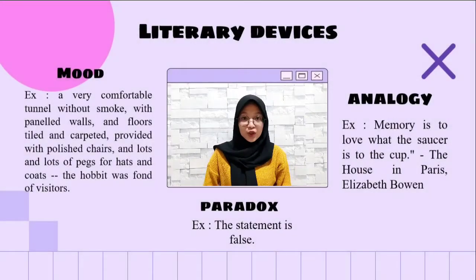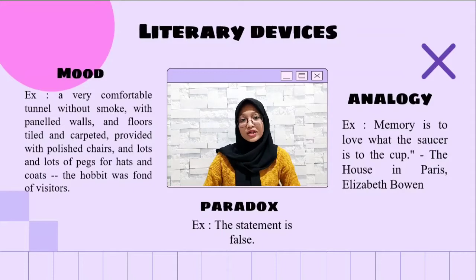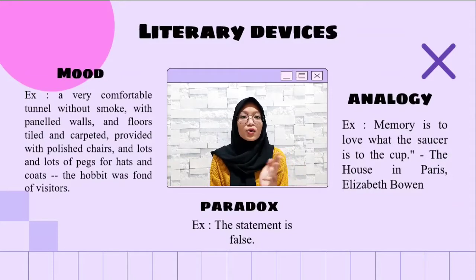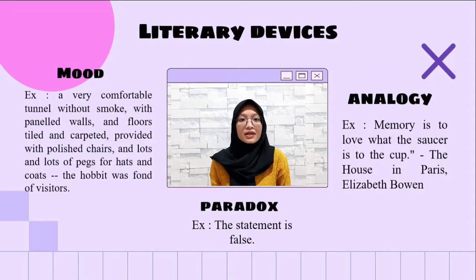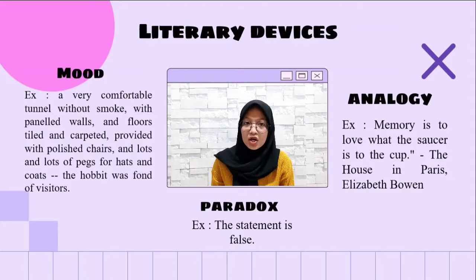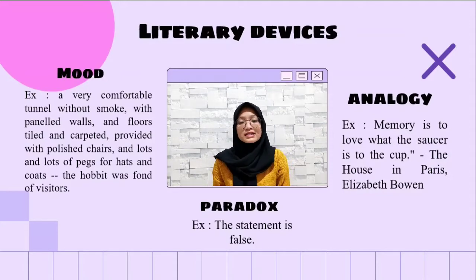The next is mood. Mood is the general feeling the writer wants the audience to have. The writer can achieve this through description, setting, dialogue, or word choice. For example, here's a passage from J.R.R. Tolkien's The Hobbit. A very comfortable tunnel without smoke, with paneled walls and floors tiled and carpeted, provided with polished chairs and lots of pegs for hats and coats.